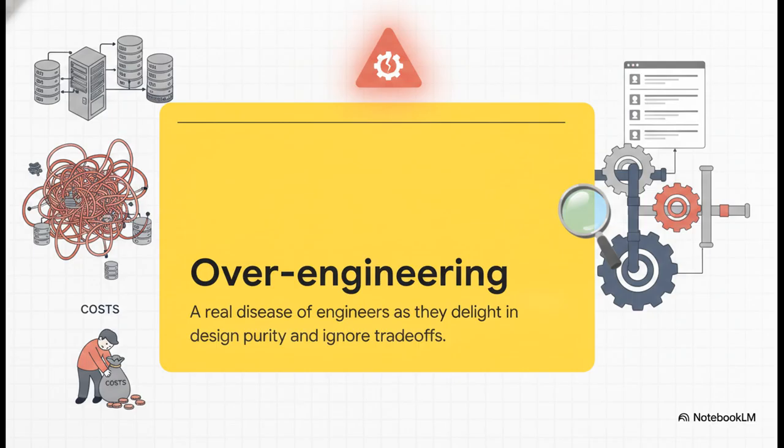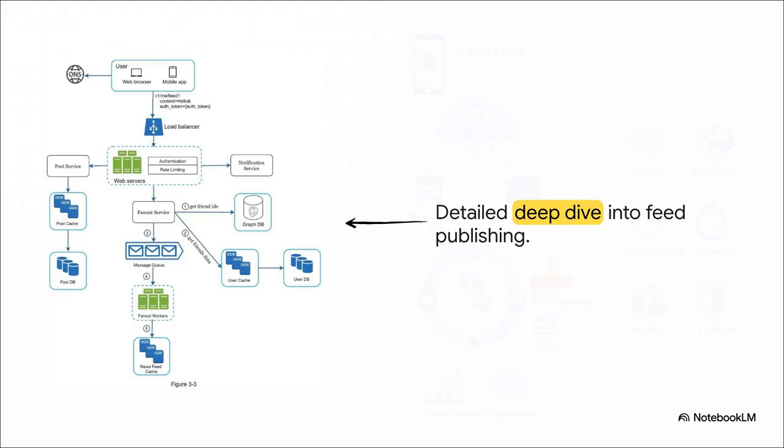Keep your solutions pragmatic. Now, what's really interesting is how our previous, simple blueprint has evolved into a true deep dive for feed publishing. Look at the fan-out service now. It's not just a basic box anymore. It queries a graph database to get a list of friends, pulls user data from a cache, drops the tasks into a message queue to decouple the workload, and uses fan-out workers to finally populate the news feed cache. This proves you understand exactly how to scale a specific, high-traffic bottleneck.